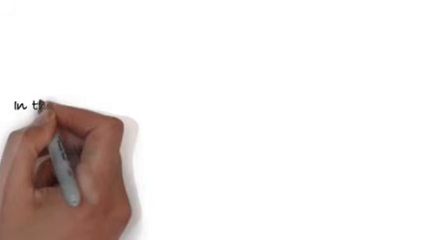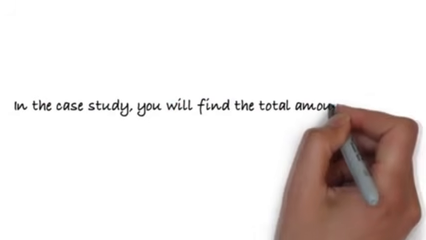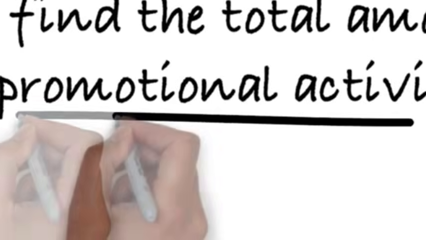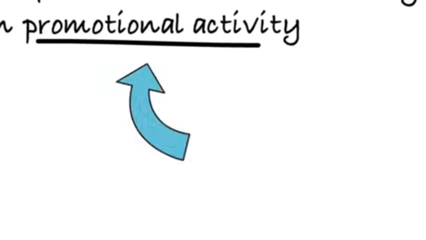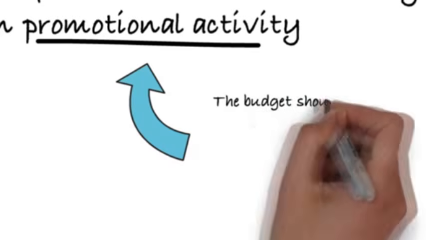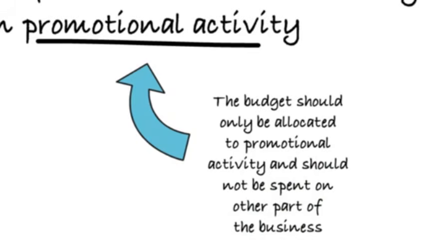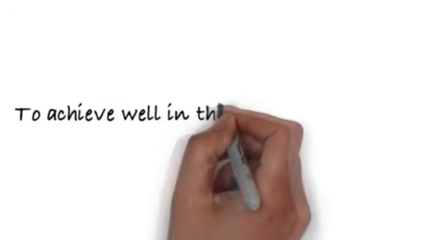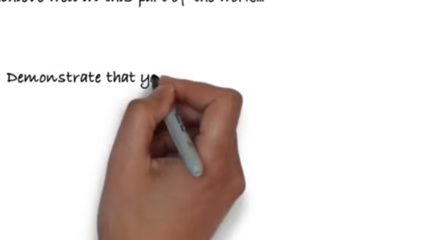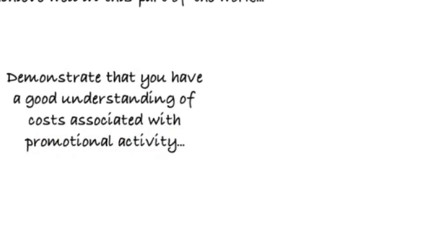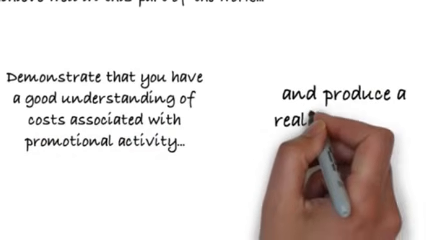Information about the marketing budget can be found in the case study. This will inform you of the total amount that you may spend on promotional activity. The budget should only be allocated to promotional activity and should not be used for any other part of the business, such as improving facilities. To achieve well in this part of the work, you must demonstrate that you have a good understanding of the costs of promotional activity and produce a realistic budget.